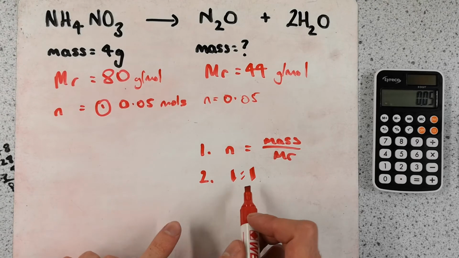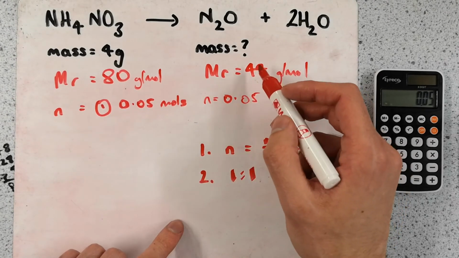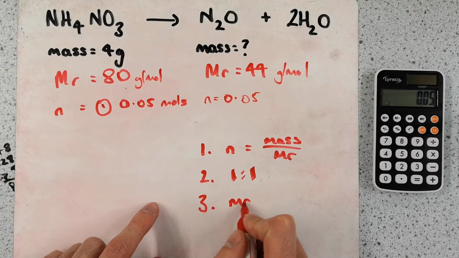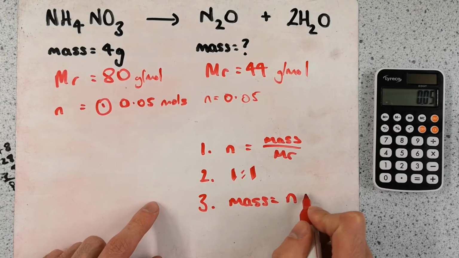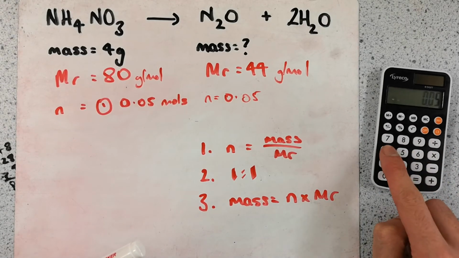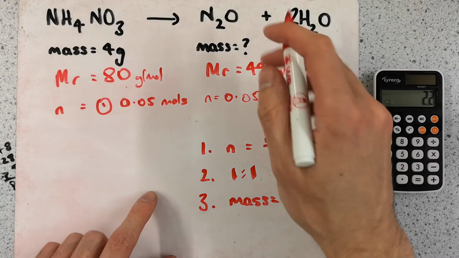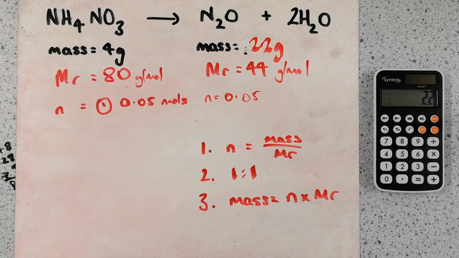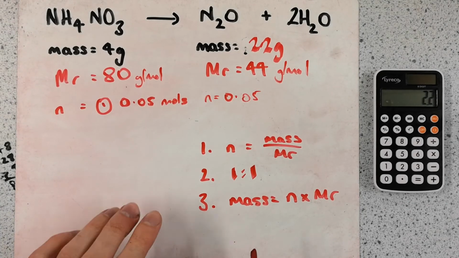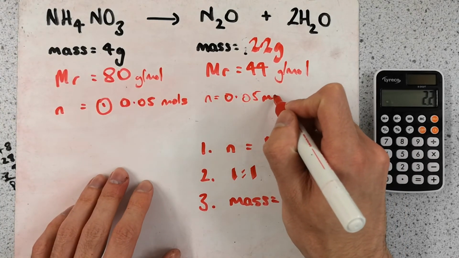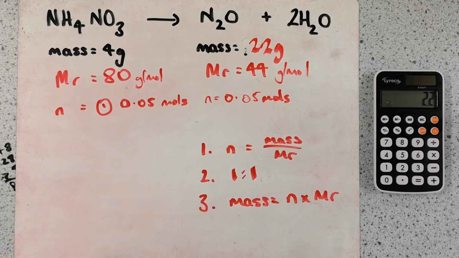And now I've got that number of moles, I know the MR, I can then rearrange this equation to get the mass, which is the N times the MR. If N is 0.05, I just times that by 44 to get me 2.2 grams of N2O will be produced if I had 4 grams of the NH4NO3. I'll just make sure everything's got units, so it's moles, grams per mole, and grams.